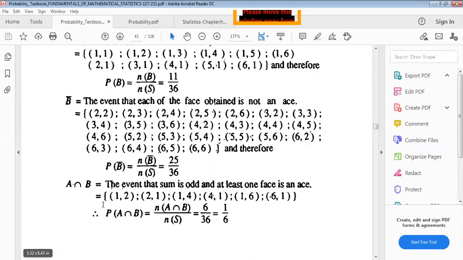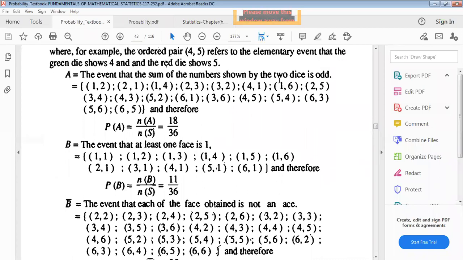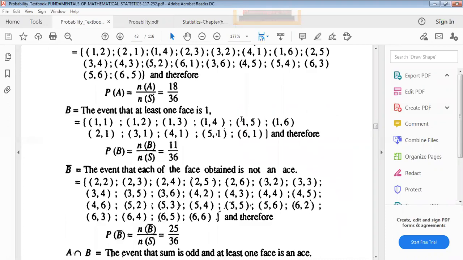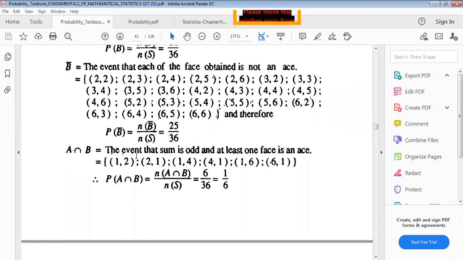Now A intersection B means the common sample points. A is these 18 samples and B is these 11 samples. Now, common samples: here 1, 2 is common, then 1, 6 is common, right? In this way, A intersection B will be these 6. The event that the sum is odd and at least one face is a 1. That means these 6 samples are common, happening in A and also in B. That means these 6 divided by total sample space 36.